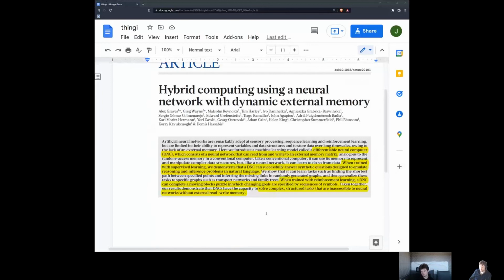Basically, they wanted to demonstrate that the DNCs have the capacity to solve complex structured tasks that are inaccessible to neural networks without external read-write memory.